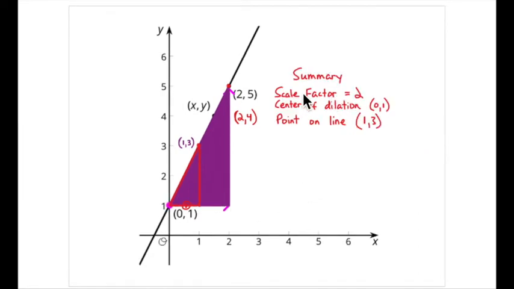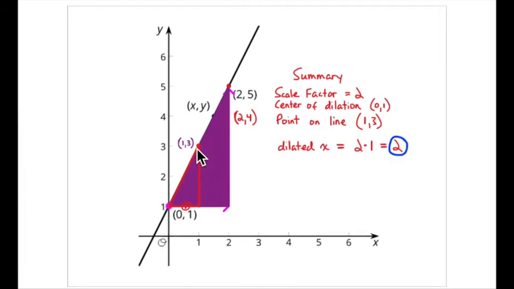So the summary is the scale factor is equal to 2. Center of dilation is (0, 1). We started with a point on the line, which was (1, 3). This point right here. Dilated x, which is 2 times 1. So the horizontal distance was 1. The scale factor was 2. So 2 times 1 gives you a horizontal length of 2, and that's the same as the x-coordinate.